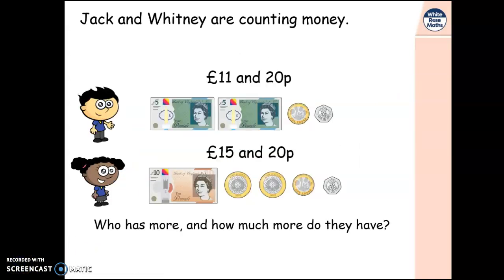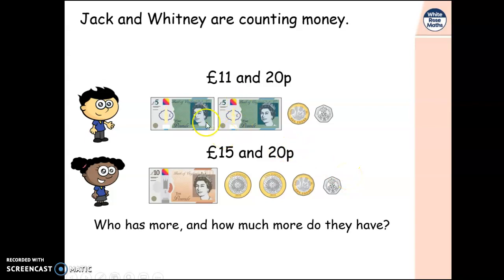So if we added these all together, 5 to 5 is 10. Add £1 is £11, and then we have 20p. Here we have £10. 2 and 2 is 4. Add 1 is £15. £15.20.